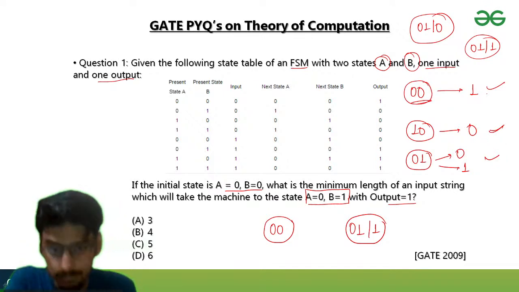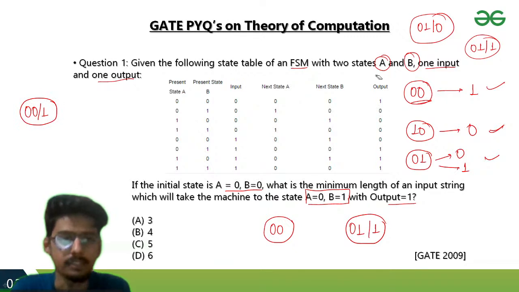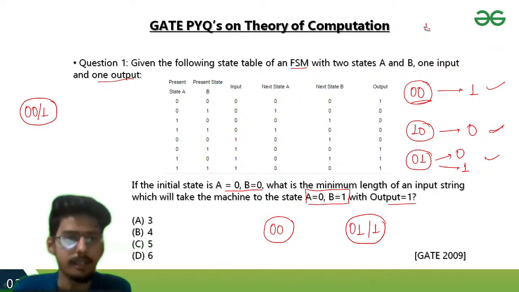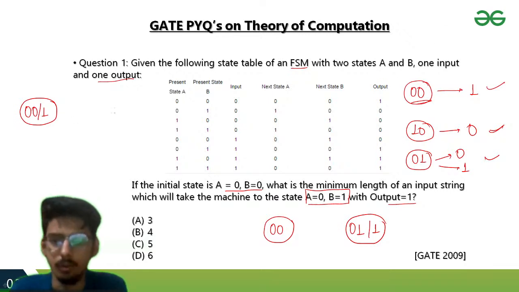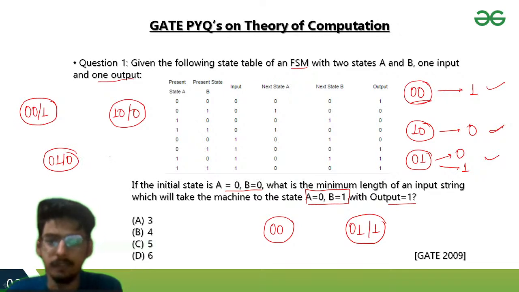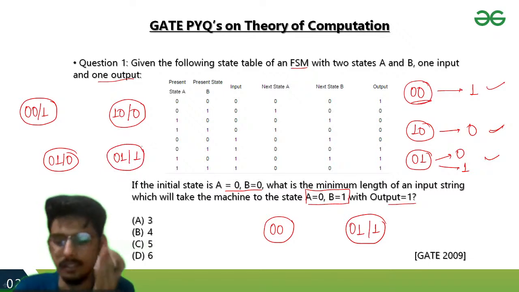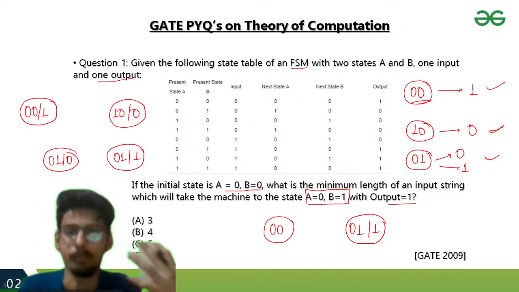Now let me draw the automata. It will have something like 0 0 and 1 is the output for this. Then I have a state 1 0 and the output is 0, right? And then I have a state 0 1. For 0 1 I will have two separate states. One will be 0 1 slash 0 and the other one will be 0 1 slash 1. After the slash, whatever is present tells me the output of that state.